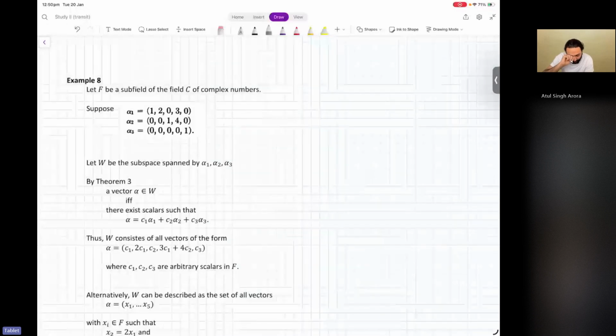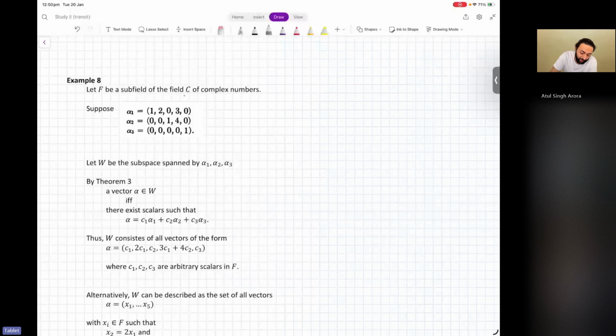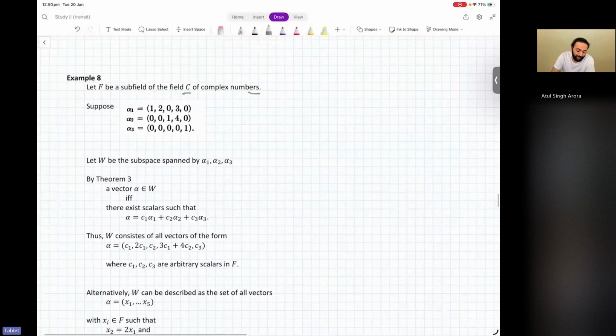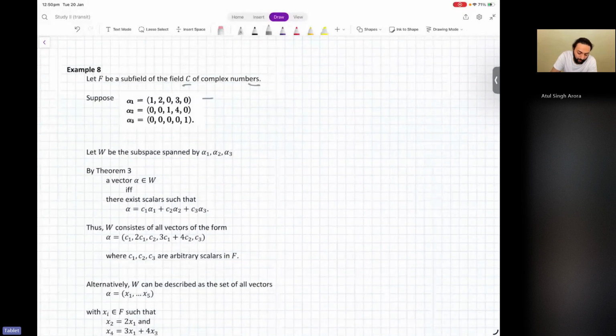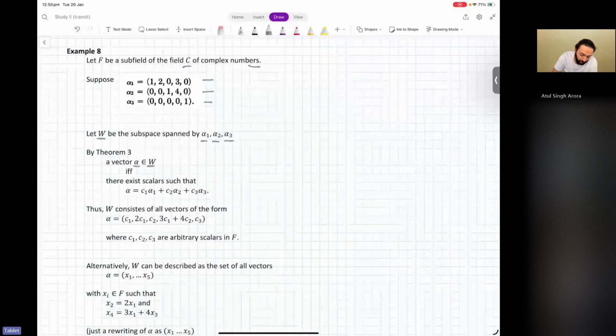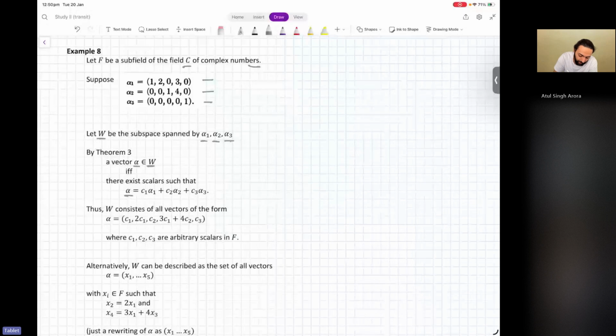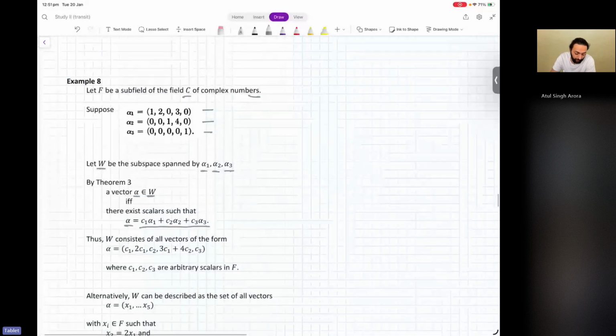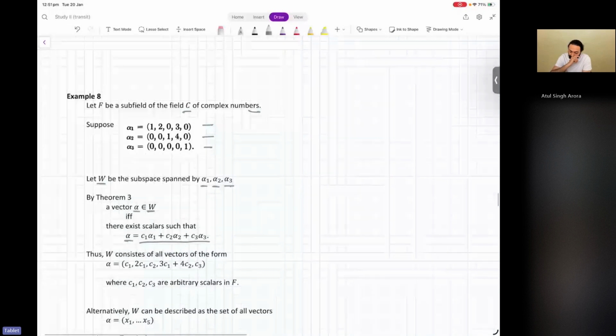So let F be a subfield of the field C of complex numbers. One can take alpha 1 to be this vector, alpha 2 and alpha 3 to be these vectors. Now it's saying let W be the subspace spanned by alpha 1, alpha 2, alpha 3. And then by theorem 3, we know that a vector alpha is going to be in W if one can express alpha as a linear combination of these individual alphas.